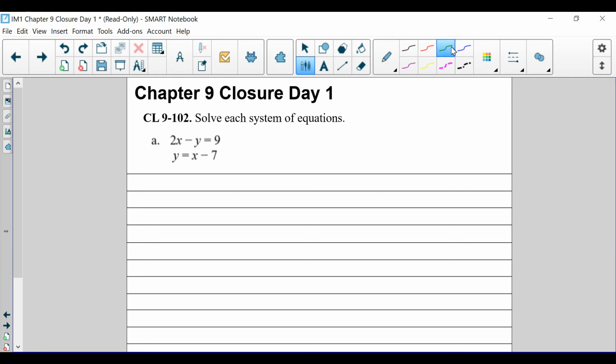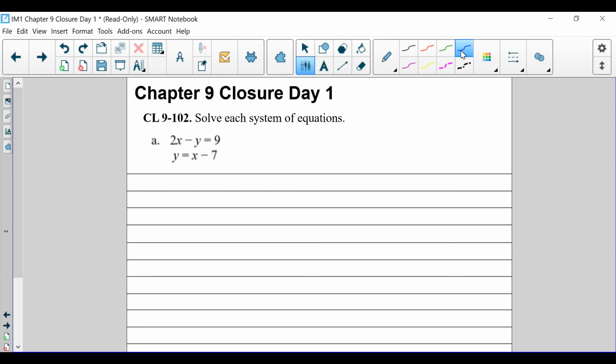Okay, a couple of things with this one. It says 2x minus y is equal to 9, and then y is equal to x minus 7. With this, we want to make sure we substitute in this value here right into here. That's one method, or you can also do the equal values method. And with this one, I think I'm going to just show you one method. Instead of the equal values method, let's use the elimination method.